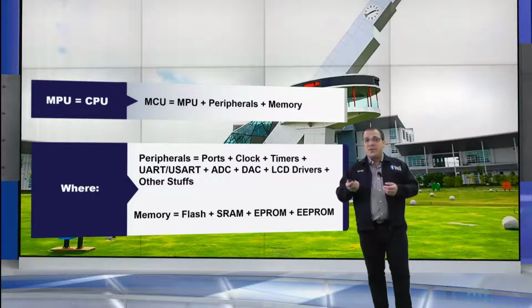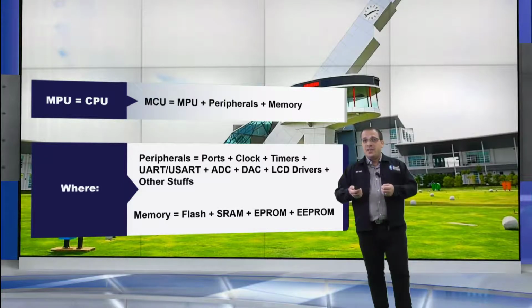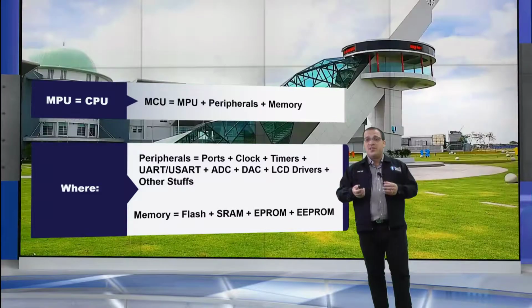Peripherals, when we say peripherals, what we mean is boards, the places where the input-output devices can be connected. We have the clock, the timers, and what's called UART and USART, which are used for communication. We have the analog-to-digital converter and digital-to-analog converter, the LCD drivers, and other stuff. Of course, this might seem confusing to you because these are new terminologies, but it's okay, because throughout this course we are going to explain them one by one.